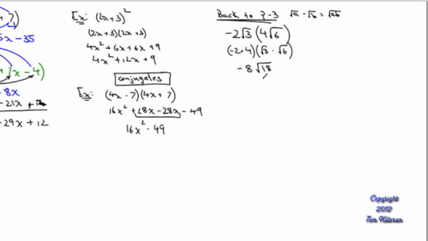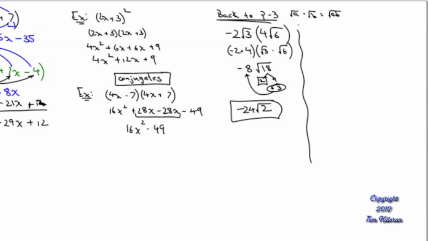No. Now, 18 is 2 and 9, which is 3 and 3. So I can pull out the threes. And the 3 runs into the 8, and you get negative 24 square roots of 2. Don't forget the 2. And there's your final answer. So negative 2 square roots of 3 times 4 square roots of 6 is negative 24 square roots of 2. Kind of cool, huh? All right, let's make it harder.